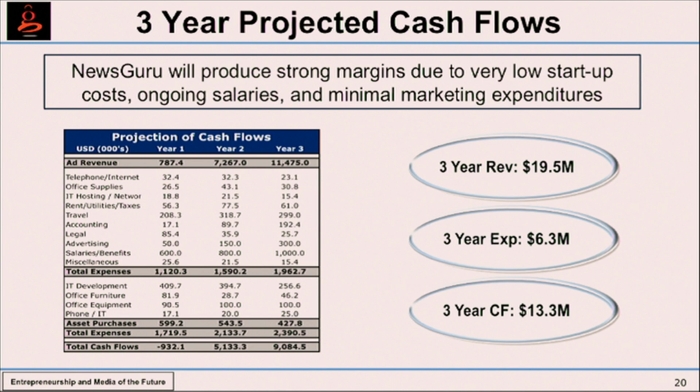Once we had our revenues projected, we could do a full 3-year cash flow analysis. As is the case with most startup companies, within the first year, NewsGuru loses money, about $1 million. But by the middle of year 2, they're profitable, and by year 3, they're almost a $10 million a year positive cash flow company. The aggregate revenue over the 3 years is about $20 million, and the aggregate cash flows during the same period is just over $13 million.